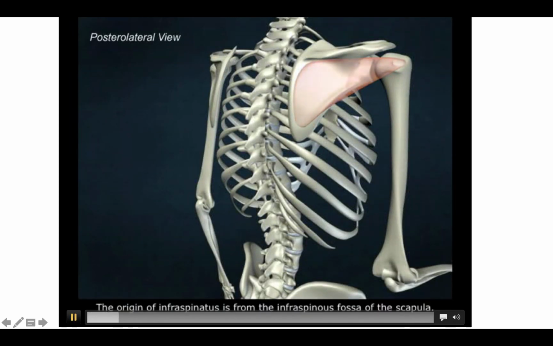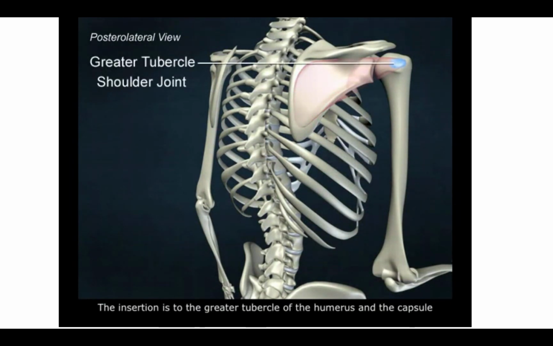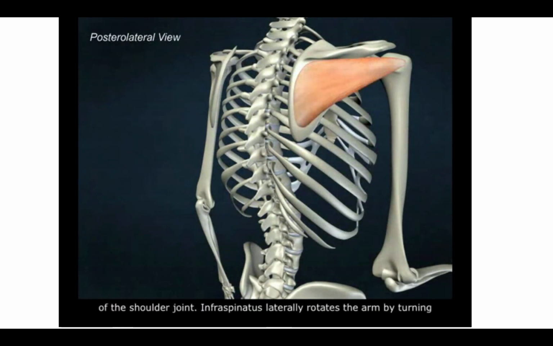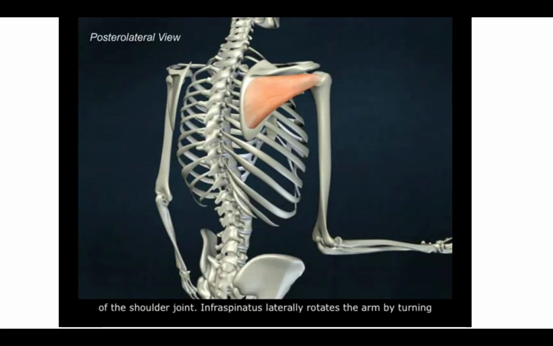The origin of infraspinatus is from the infraspinous fossa of the scapula. The insertion is to the greater tubercle of the humerus and the capsule of the shoulder joint. Infraspinatus laterally rotates the arm by turning the anterior surface away from midline, and along with the other rotator cuff muscles, it stabilizes the shoulder joint. It is innervated by the suprascapular nerve.